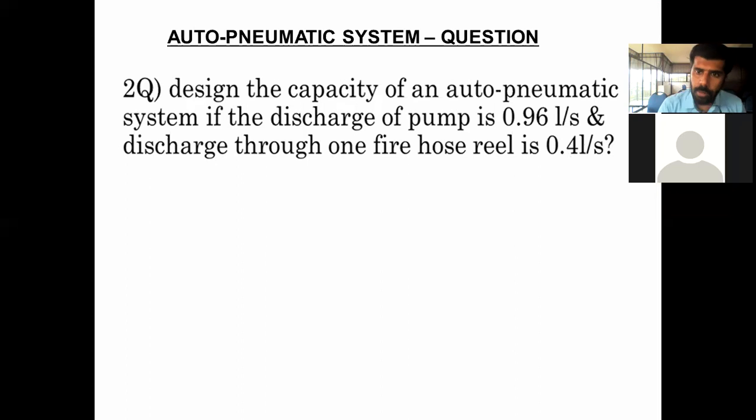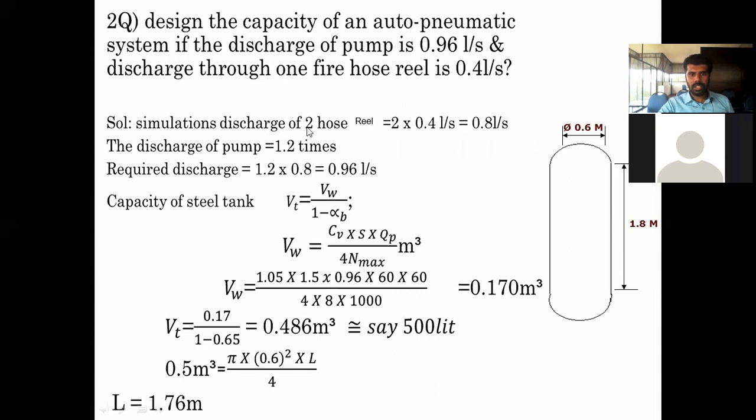So you can see how much liter per second will be passing. Here is the simultaneous discharge for two hoses: 2 into 0.4, since the discharge through one fire hose reel is 0.4. The total pump discharge is 0.96, so we know it will be almost 2 times. Two times 0.4 is 0.8 liter per second. The pump discharge is a factor times this, because through one hose it is 0.4 and through the other hose also it is 0.4.